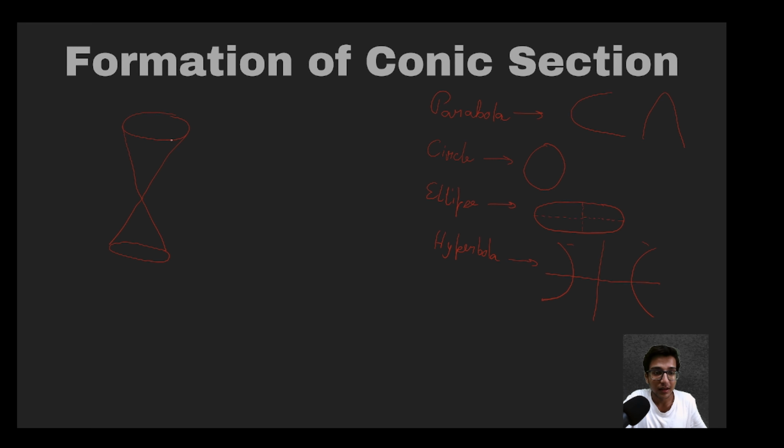Now let us say if I was to take a plane and if I was to slice these cones at different angles at different positions, then I would simply get these structures. For example, if I slice it from here, then the shape formed here would be a circle. And if I take this plane again and I slice it from here, then the shape that would be formed here would be in this format, which would look like a parabola.